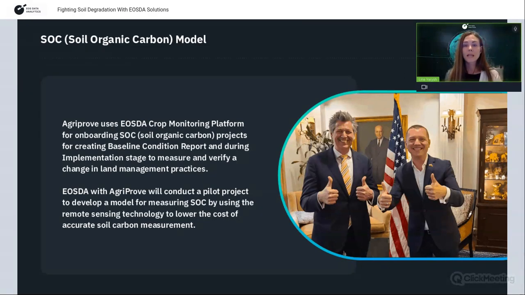So let me give you the basic idea of what we're currently involved in. The most exciting project, I would say, for this year and the next year is our cooperation with AgriProve. Together with them, we're developing a model for measuring soil organic carbon using remote sensing technology. The main goal is to lower the costs of accurate soil carbon measurement, because this is the most expensive part for a farmer to afford. AgriProve is an Australian company and a leading soil carbon developer, and they have an 80% successful rate of implementing carbon projects in Australia.